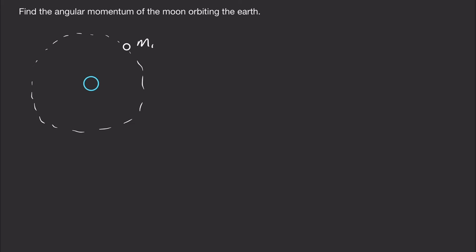So this is the mass of the moon, and it is some distance away from the Earth. Call this R of the moon. And the angular momentum of the moon is just going to be L equals R, its distance away from the point about which it's rotating, so the center of the Earth, times its momentum, or R times its mass times its velocity.